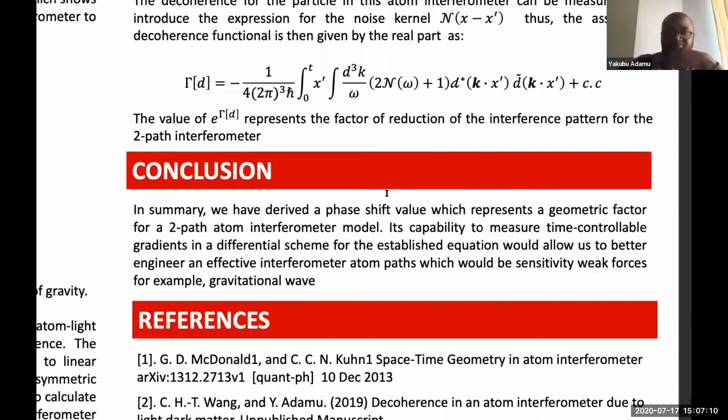So conclusively, we see that we have derived a phase shift value, which represents a geometric factor for a two-part atom interferometer model. Its capability to measure time controllable gradient in a differential scheme for the established equation allows us to better engineer an effective interferometer, which will be sensitive to weak forces, for example, gravitational waves.